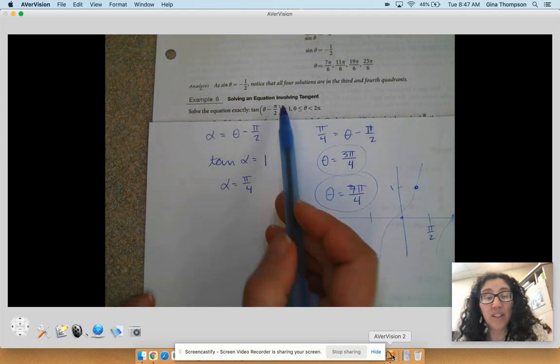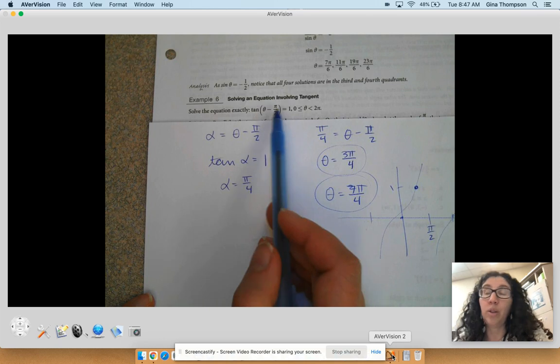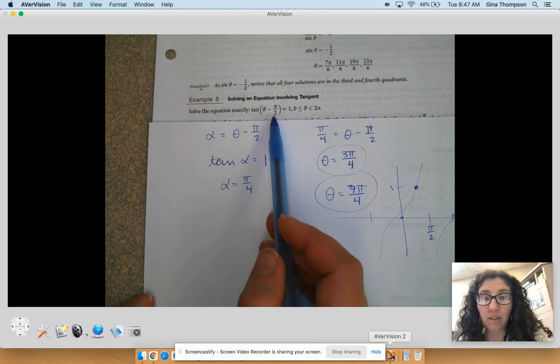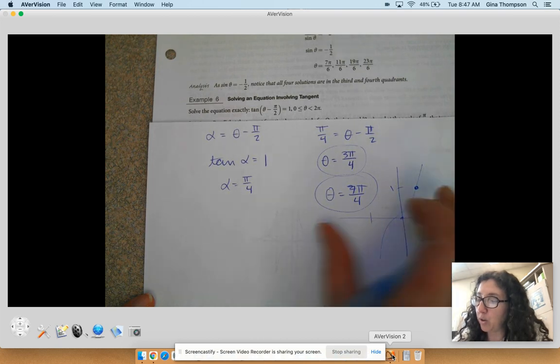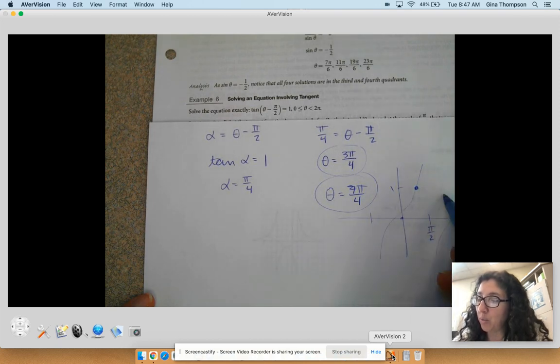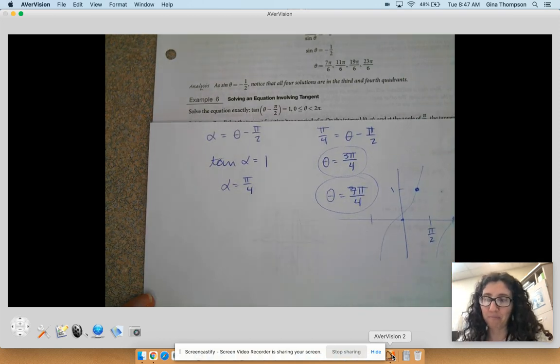we could graph this on like Desmos, or you can do this by hand to shift this to the right by pi halves, right? The whole thing, that means we're going from 0 to 2 pi, and this is going to be shifted to the right by pi halves, and so that's our first solution, and then our second one is going to be right there, 7 pi fourths. Okay.